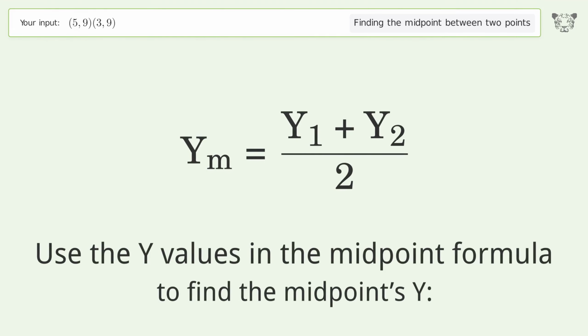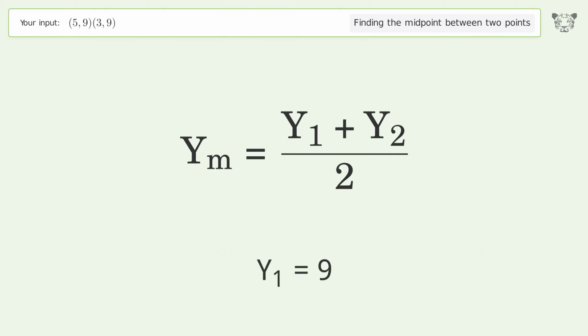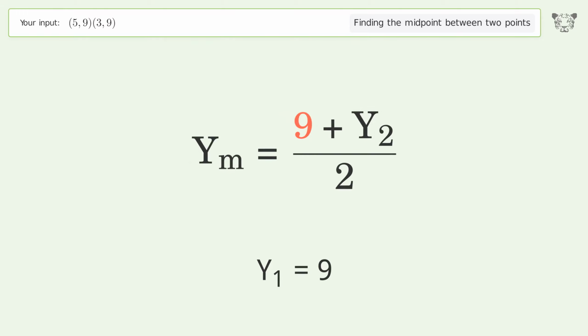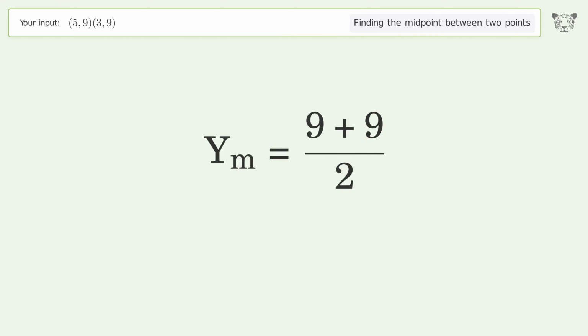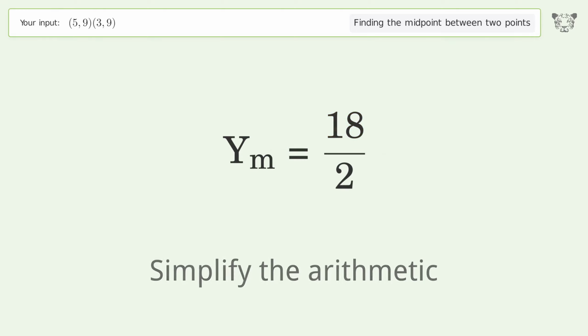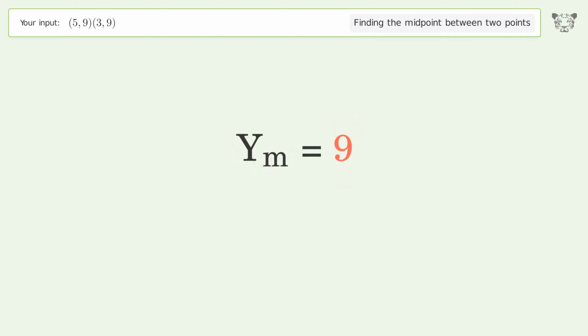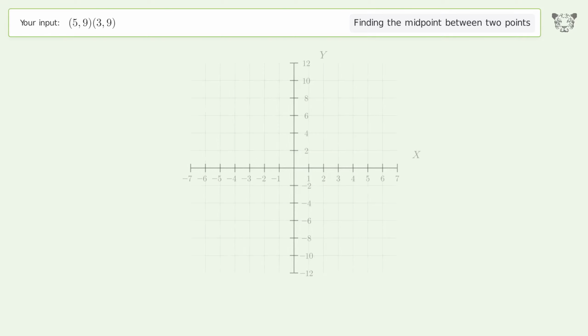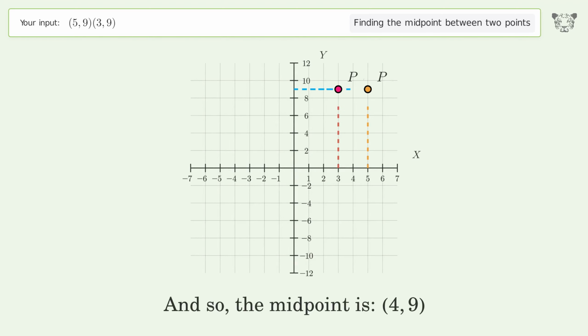Use the y values in the midpoint formula to find the midpoint's y. y1 equals 9. y2 equals 9. Simplify the arithmetic. And so, the midpoint is 4, 9.